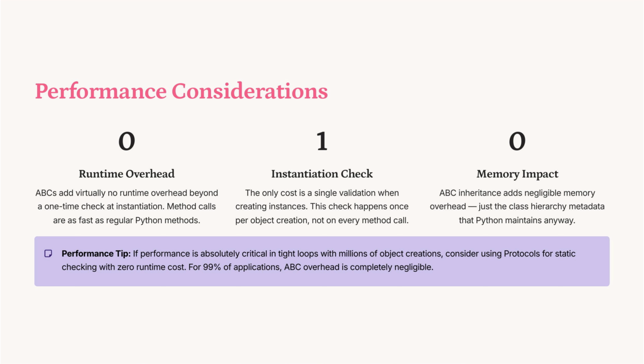Abstract-base classes, ABCs, introduce minimal runtime overhead with a one-time instantiation check. Method calls remain as efficient as standard Python methods. Memory impact is negligible, involving only class hierarchy metadata. For performance-critical scenarios, consider protocols for static checking without runtime cost. Generally, abstract base class overhead is insignificant for most applications.